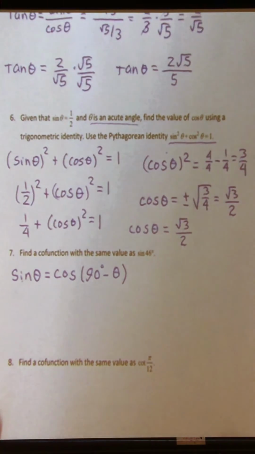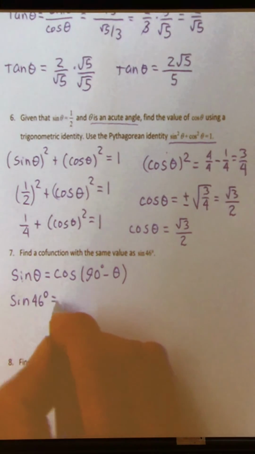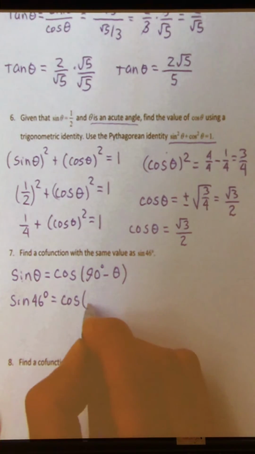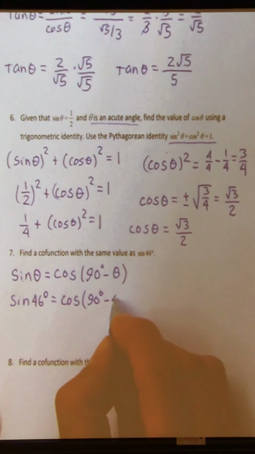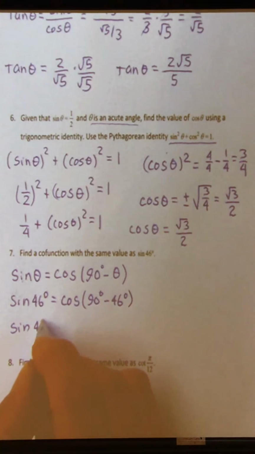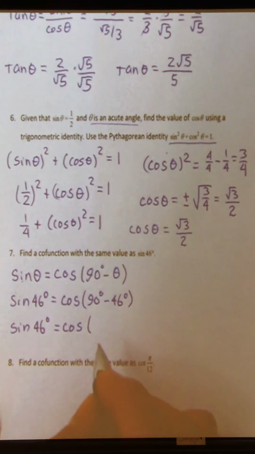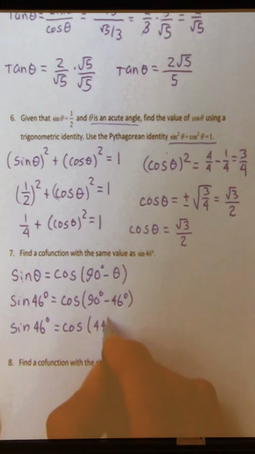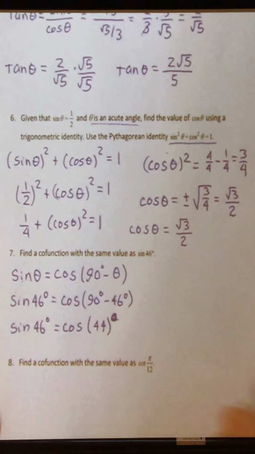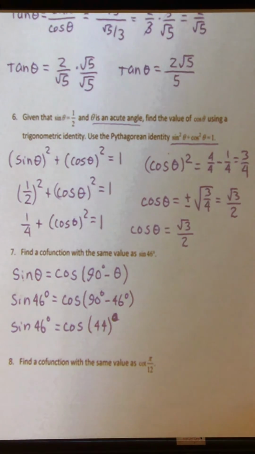So we have the sine of 46 degrees, and that will be equal to its cofunction, cosine of 90 minus 46 degrees. So this means that the sine of 46 degrees will be the exact same value as the cosine of 44 degrees. Or we could say that the cosine of 46 is equal to the sine of 44.